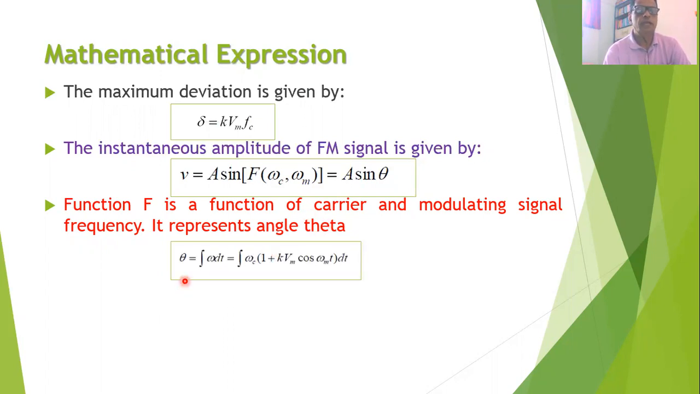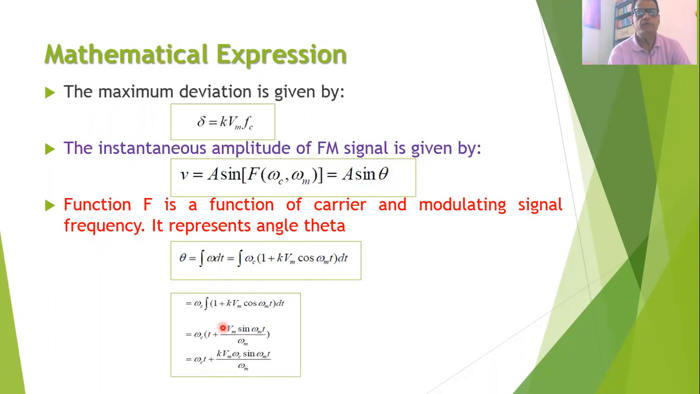But we know that theta can be written as the integration of omega dt, where omega stands for angular frequency. But omega for the FM signal can be replaced by omega c in the bracket 1 plus k times Vm cos of omega m into t, into dt. When we integrate it, then we will get omega c.